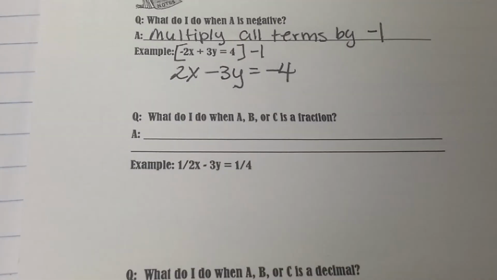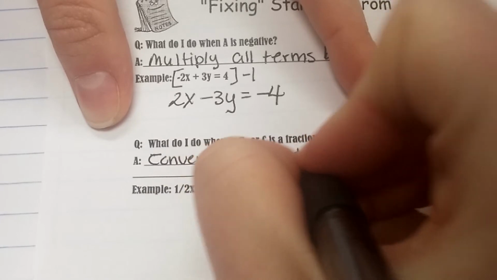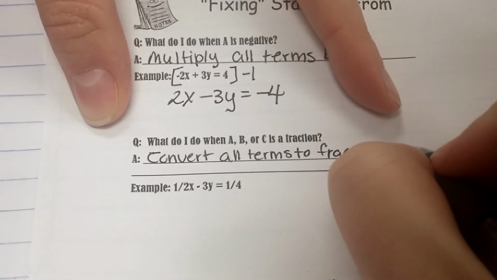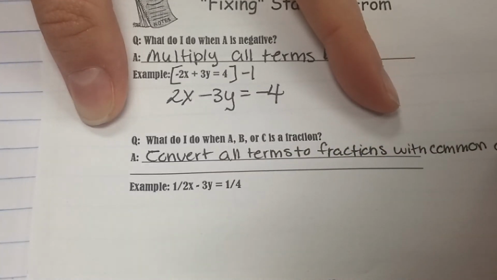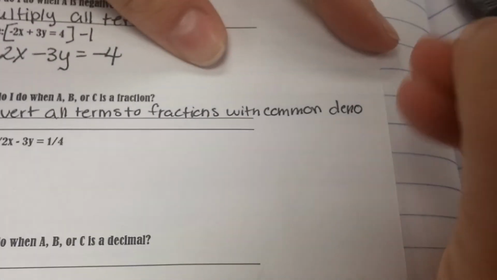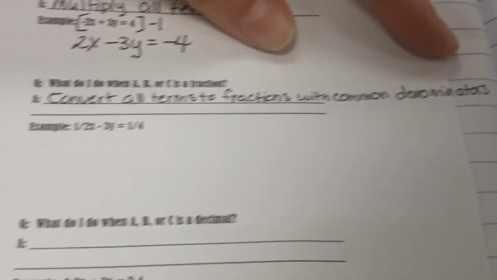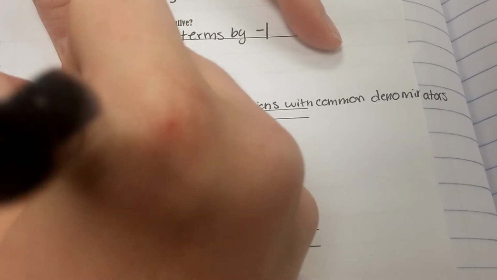All right, second question, what do I do if a, b, or c is a fraction? The answer is to convert all terms to fractions with common denominators, and then you would need to multiply through by the denominator.